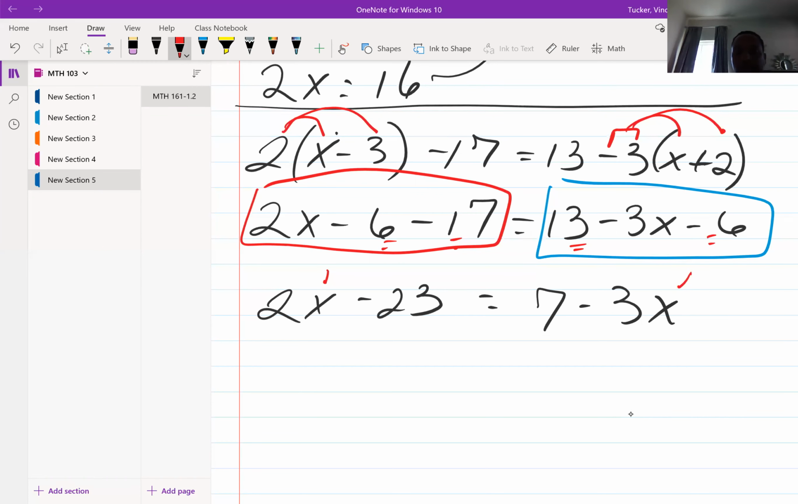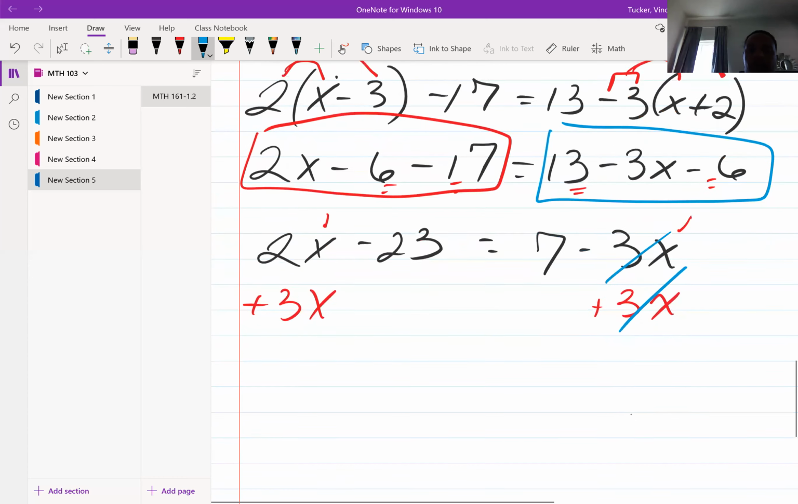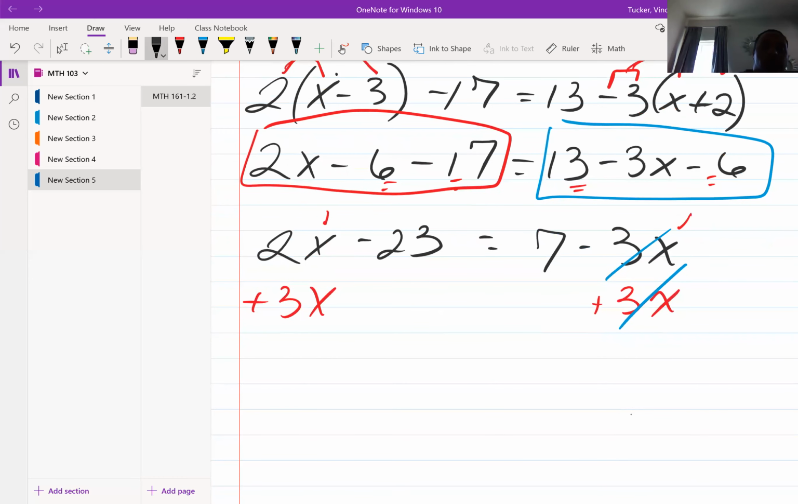So we have 2x minus 23 equals 7 minus 3x. So what I would do is add 3x to both sides. Remember, if you want, you can move the 2x. That means you have to subtract 2x from both sides. You can move 7, or you can move the 23. Once again, it doesn't matter. As long as you stay correct with your mathematics, you'll be fine. So we have 5x minus 23 equals 7.